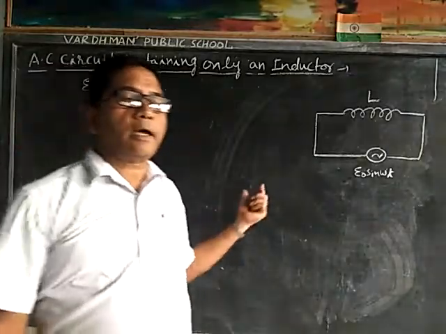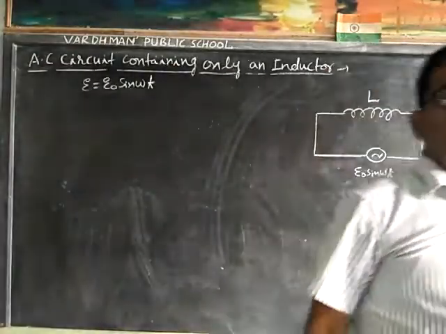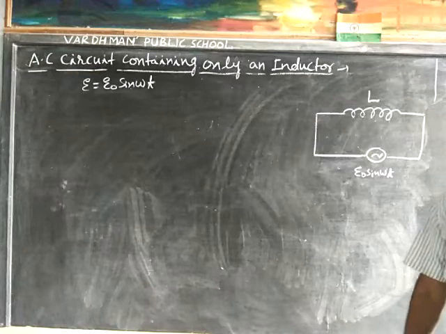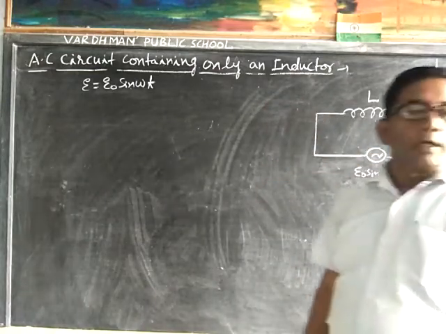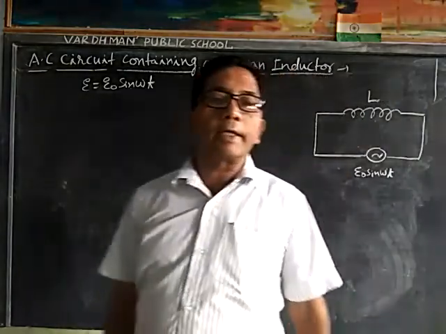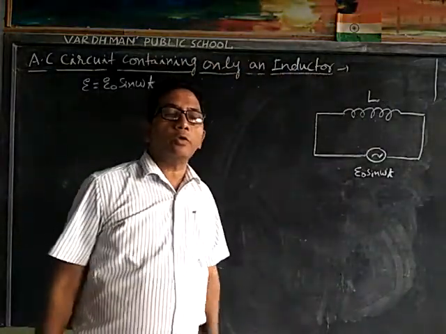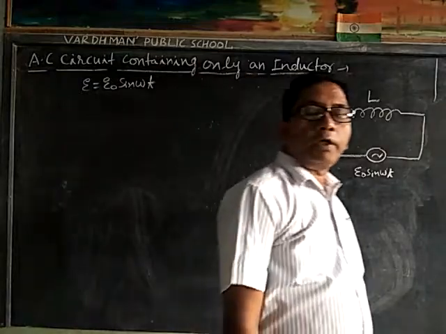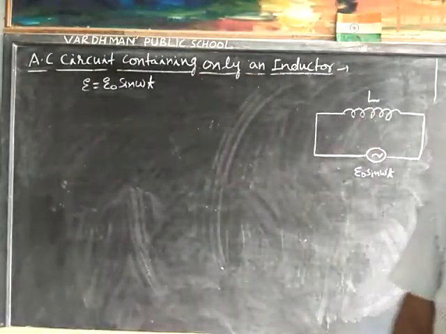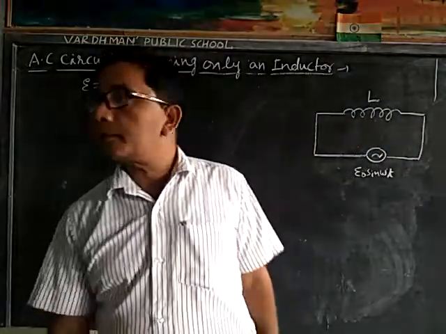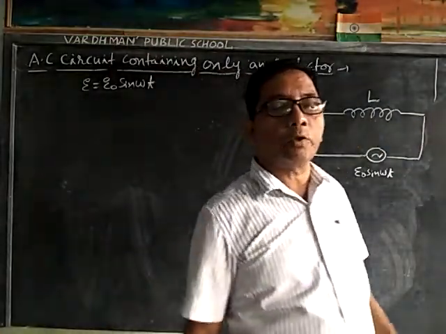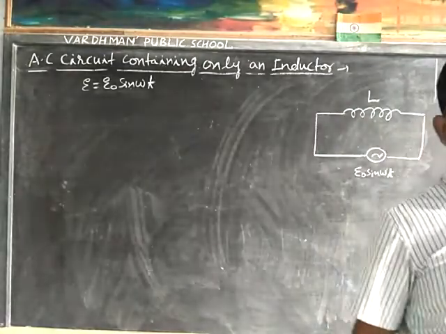Consider an inductor of inductance L connected to a source of alternating EMF E, given by E is equal to E0 sin omega t. Let the inductor have negligible resistance. Since the inductor has negligible resistance, this is known as a purely inductive AC circuit.